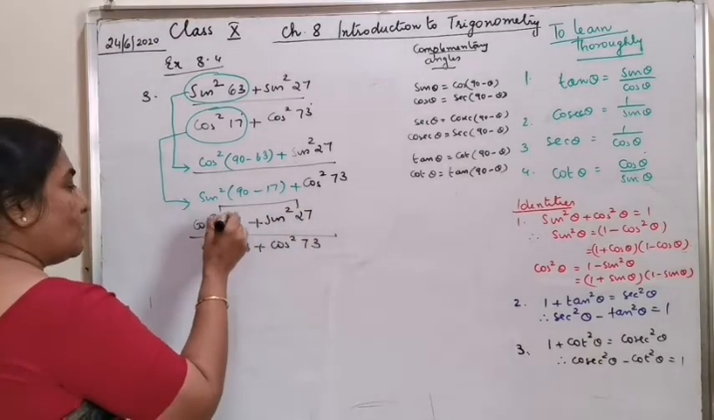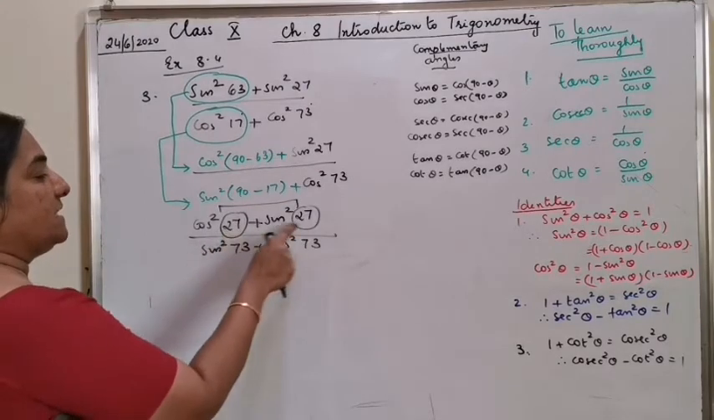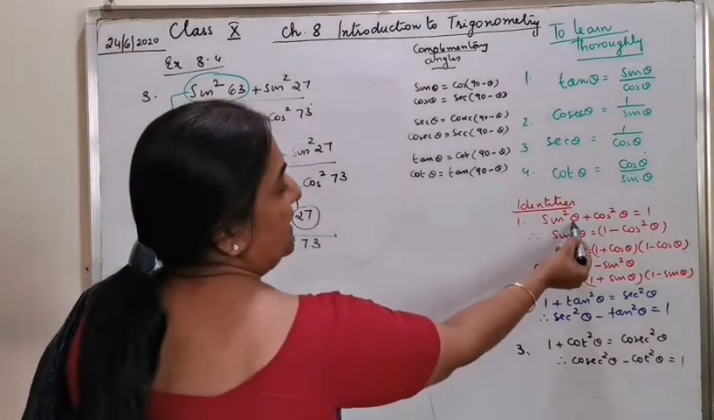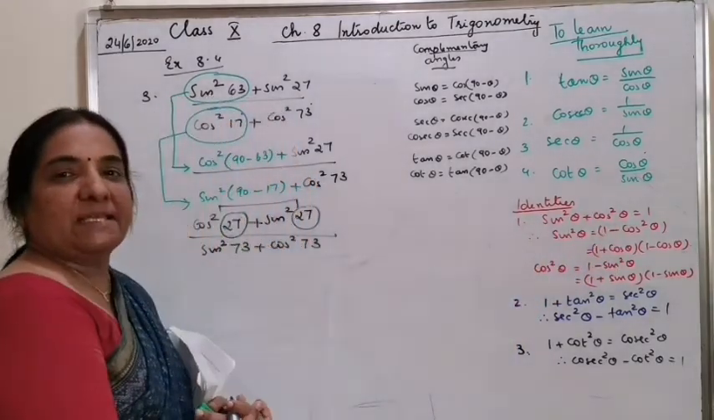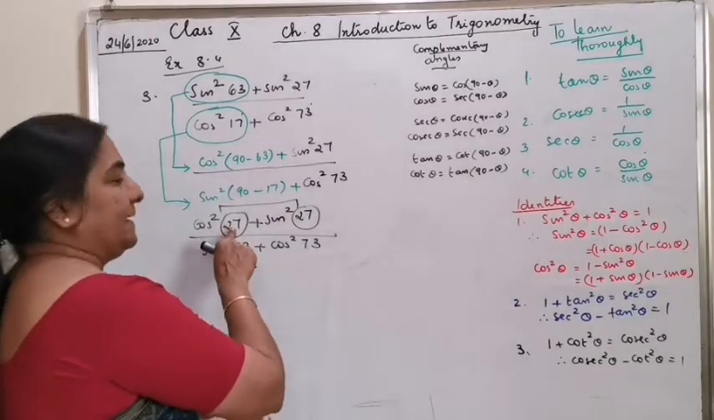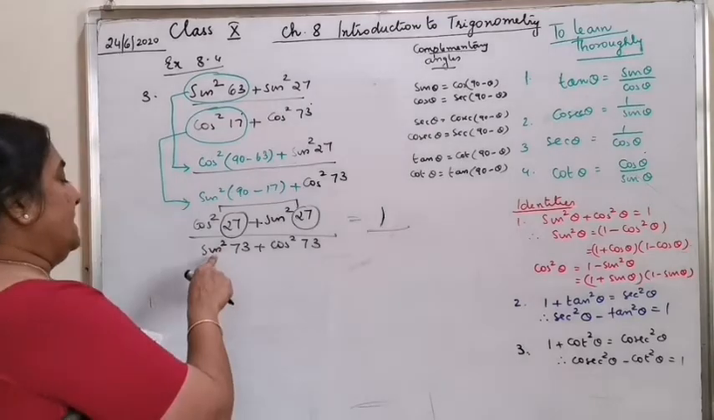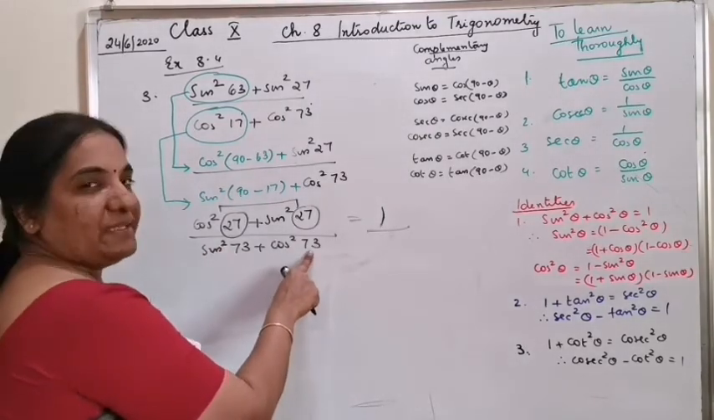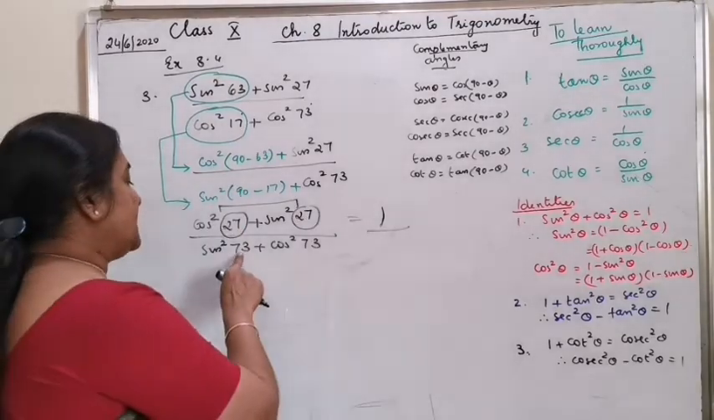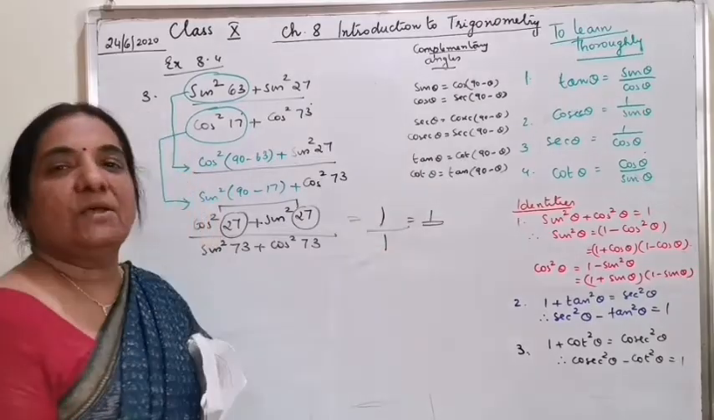What is cos square theta plus sine square theta? You can see here the value of theta is 27. That means the identity shows that for any value of theta, sine square theta plus cos square theta is equal to 1, which shows that cos square 27 plus sine square 27 is 1, divided by sine square 73 plus cos square 73. Here the value of theta is 73, but still with the identity sine square theta plus cos square theta is 1, the final answer is 1.